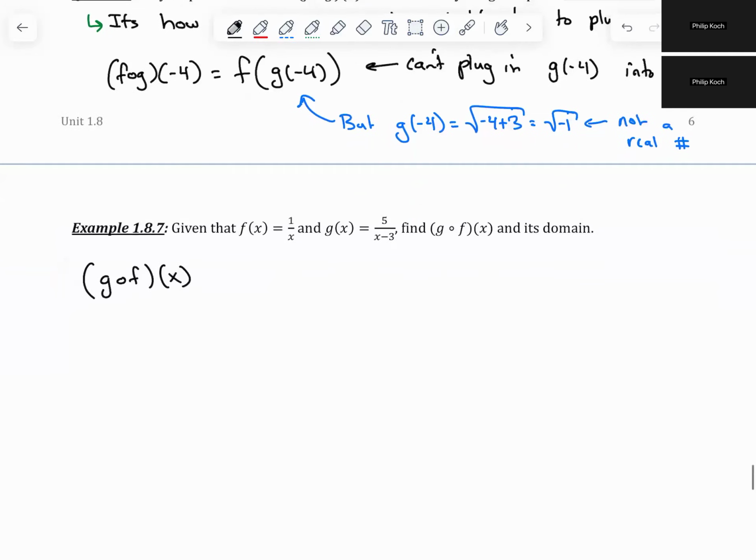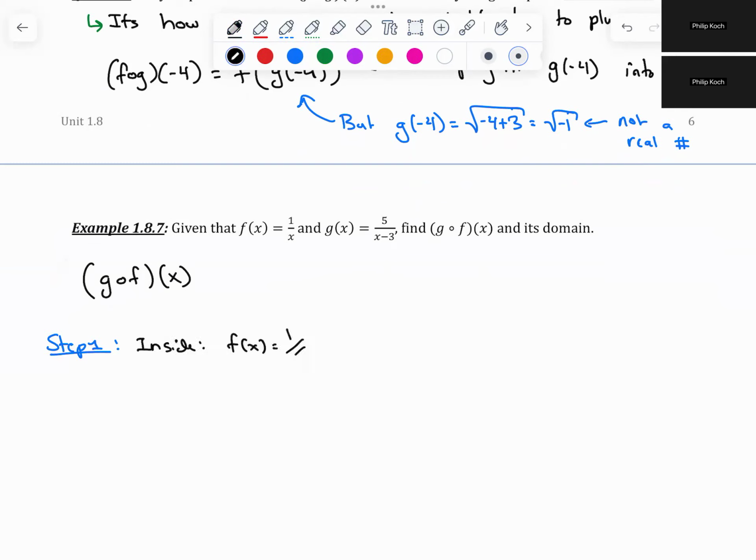As an aside, step one, if we want to break it down, is to look at the inside function. The inside is f of x, which is 1 over x. That gives us the statement that x cannot equal 0. If we try to plug in 0, we're going to be doing g of f of 0, but f of 0 does not exist.